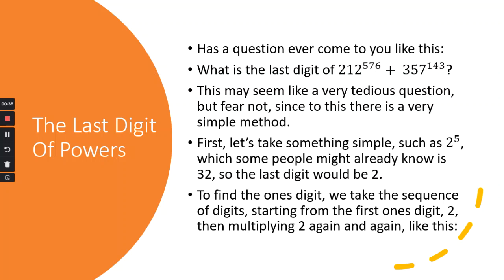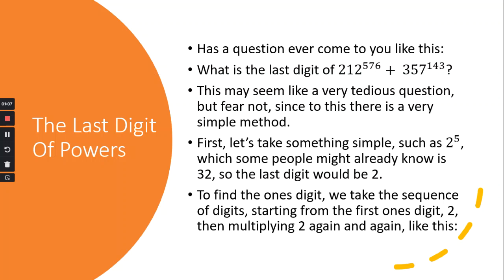This may seem like a very tedious question, but fear not, since to this there's a very simple method. So, first let's take something such as 2 to the power 5. It's 32, so the last digit or the ones digit would be 2. So to find the ones digit, we take the sequence of digits starting from the first ones digit we have, which is 2. Since we know that it's 2 to the power of 1 first.